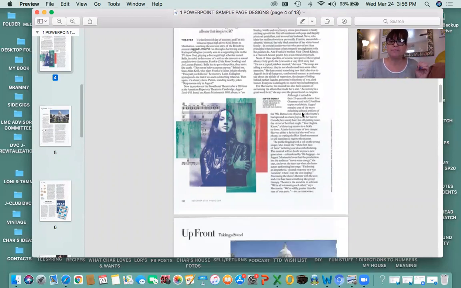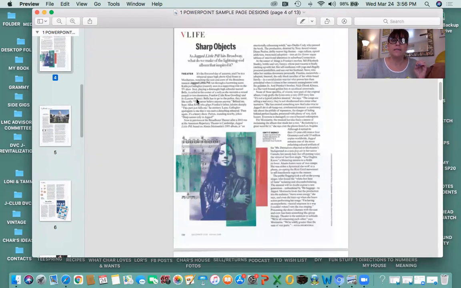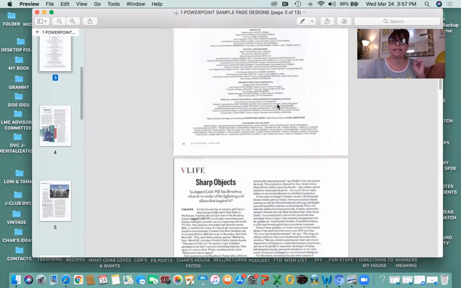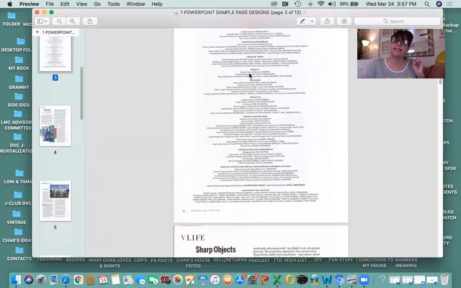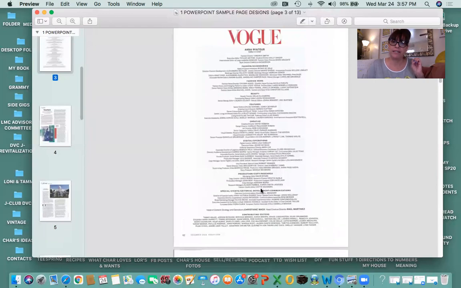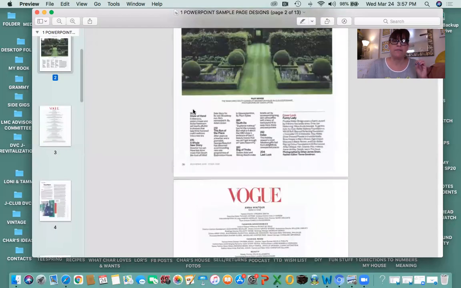Oh, one more thing. All of these columns are left justified. Left justified means that it is completely straight on the left side and jagged on the right. Some magazines have it, and this one actually, you can see, is centered. So they have all of these centered, which you can do for whoever's designing the masthead. You can have it centered, but everything else is left justified.